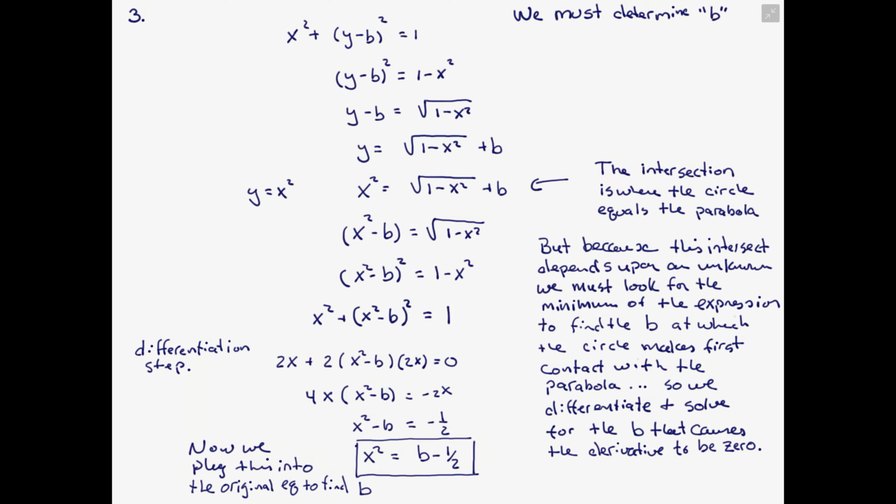And when we do so, we end up with an equation, x squared plus, in the brackets, x squared minus b squared equals 1. And that should be enough information for us, first off, that is our intercept point for the given condition of the radius being 1. However, we need to find b.